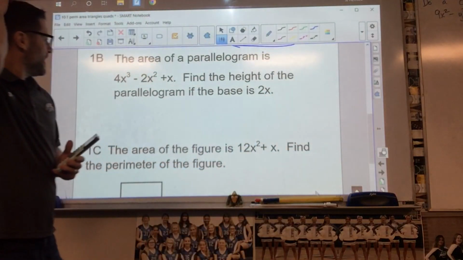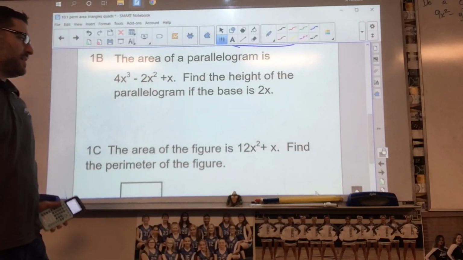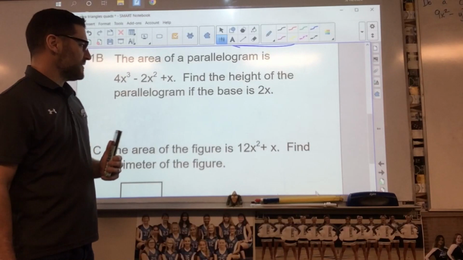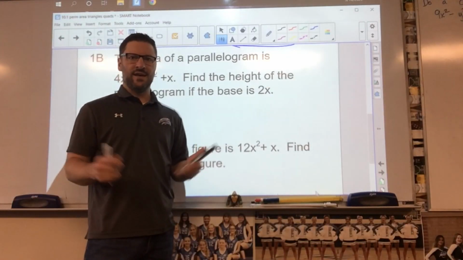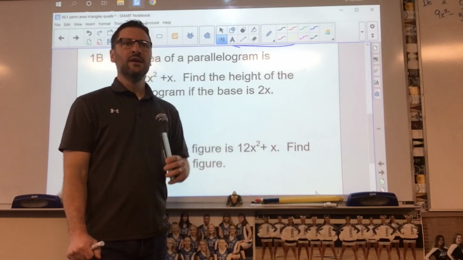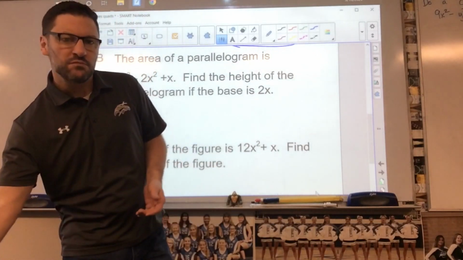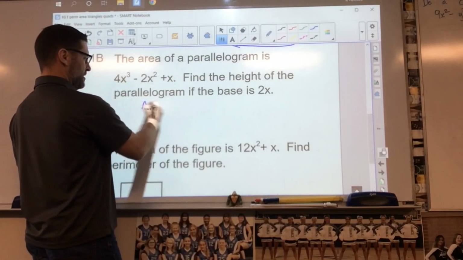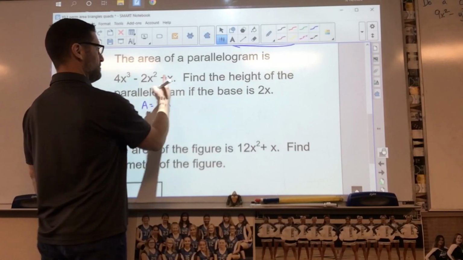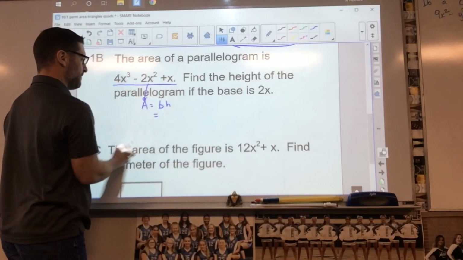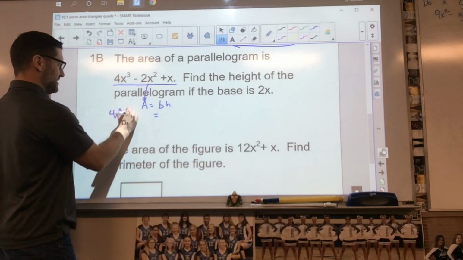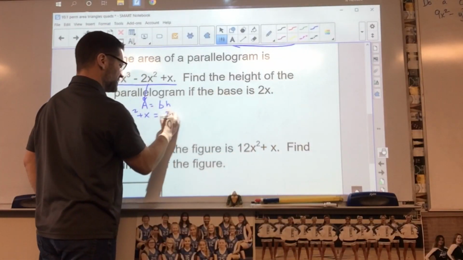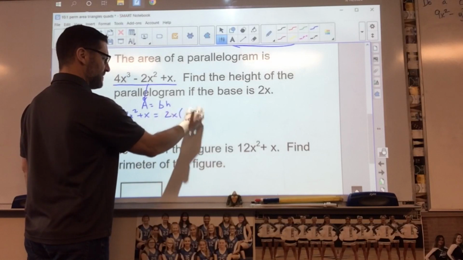The area of a parallelogram is this expression, find the height of the parallelogram if the base is 2x. On a problem like this, you're going to have x's in your answer. You won't always get like height is 12 or area is 13. You might get height is 2x plus 3 or some weird thing like that. So for this one, area of a parallelogram, I know the formula, base times height, and my area is this. I'm going to plug that in for the area: 4x cubed minus 2x squared plus x. In for the b goes 2x. And then the h is this value that we're trying to find.